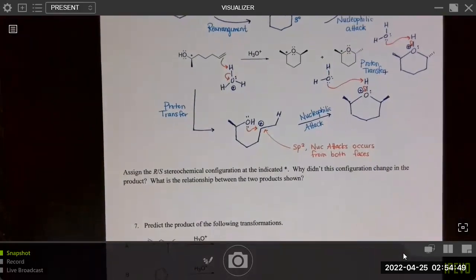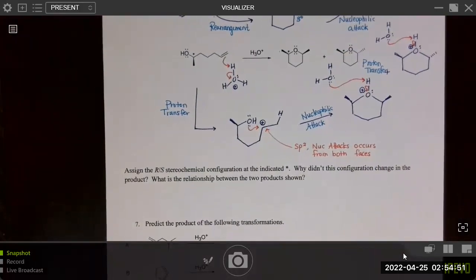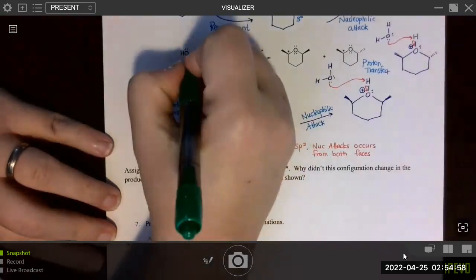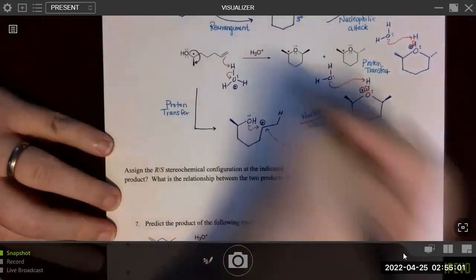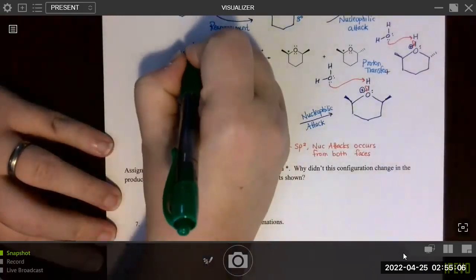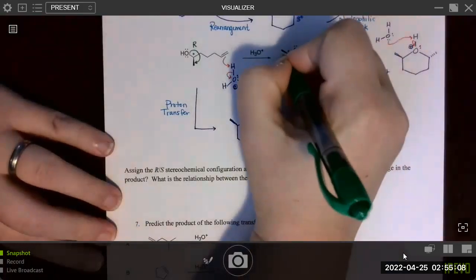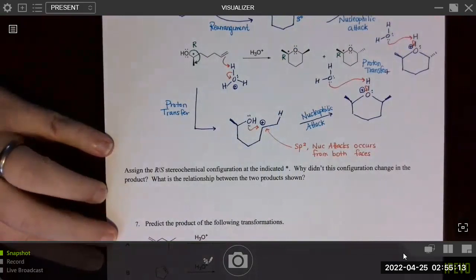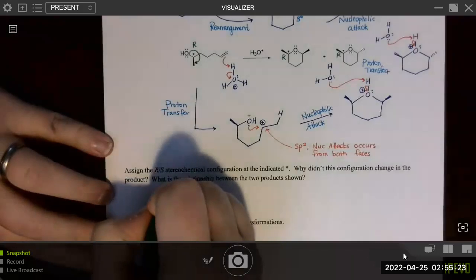So assign R/S stereochemical configuration at the indicated carbon. Okay, we can do that. We have 1, 2, 3. So 1 to 2 to 3. The fourth priority group is our hydrogen that is pointed back. So clockwise is R. And note that that does not change. So this carbon did not change configurations because it was never a carbocation. So that carbon did not react.